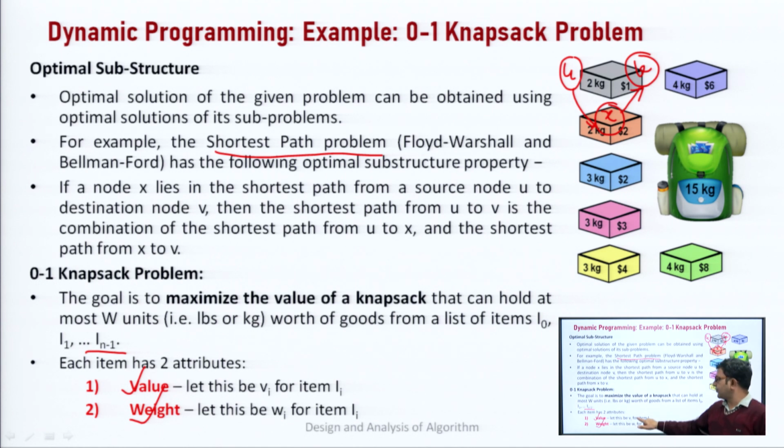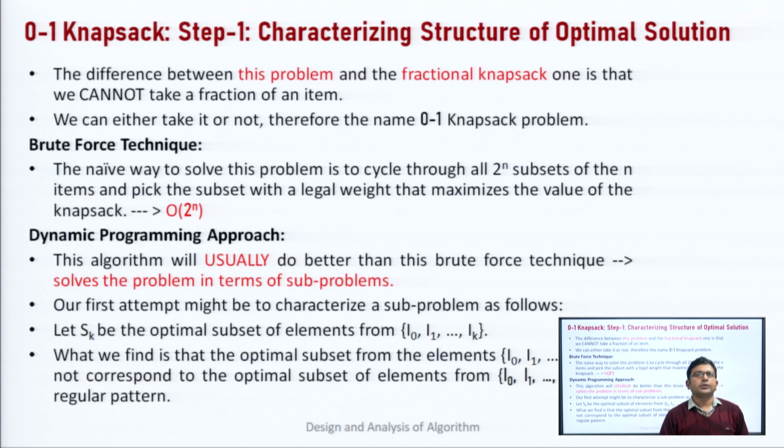So, value, that is Vi for the item i, and weight, that is Wi for the item i. Okay. Now, we are going to solve this problem using dynamic programming. Basically, there it will incur 4 steps. The first step is characterizing the structure of the optimal solution.